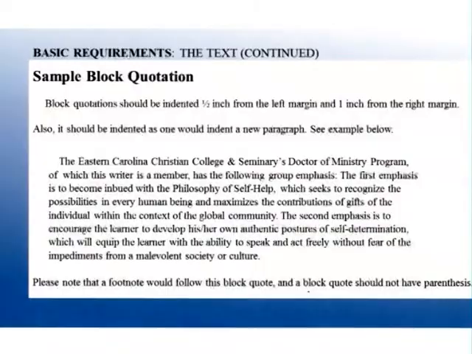Also, if you're indenting a quote from a book, if you have a block quote, it should be single spaced. However, there should be a double space above the block quote and below the block quote.